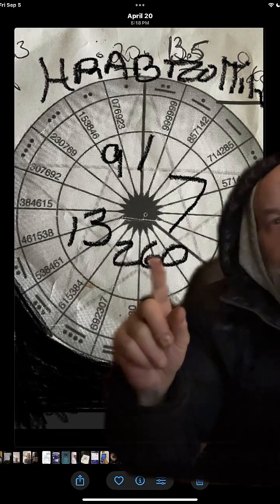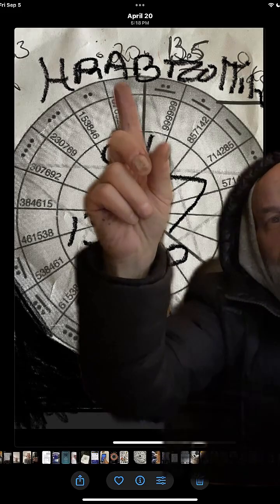Right here. Tzolk'in calendar. 20, 7 and 13, 20. 260. 20 times 13 is 260. 7 times 13. Did I say 17? 13 times 20 is 260.